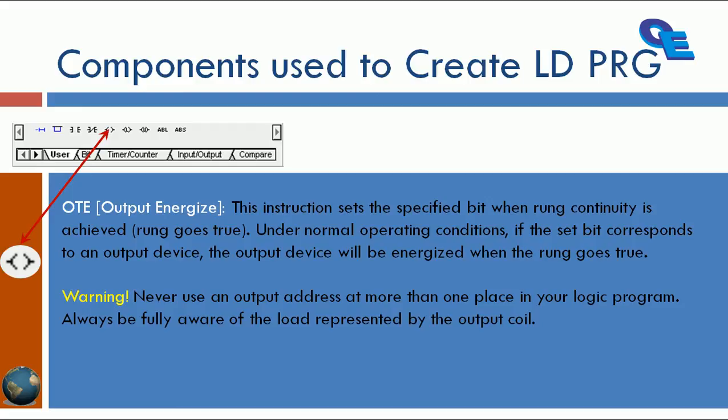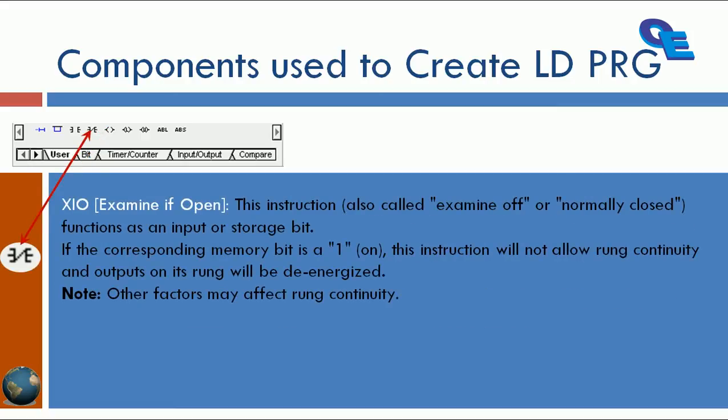When the input is high, the output will be high. When the input goes low, at that time the output also goes low. Next, a warning: never use an output address at more than one place in your logic diagram. Always be fully aware of the load represented by the output coil. You cannot specify multiple output coils in a single program with the same address, or it will definitely give an error.